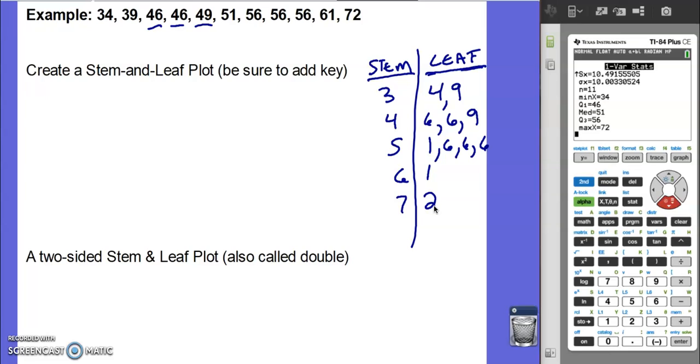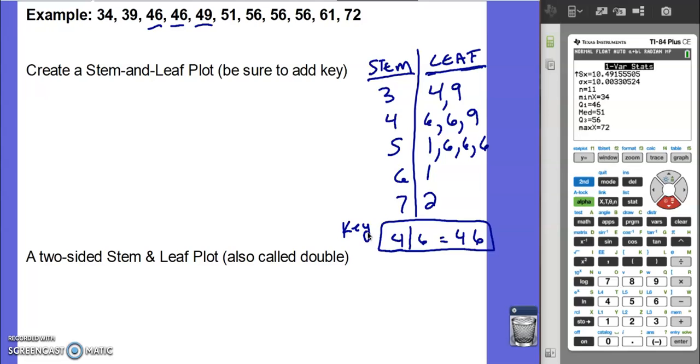And to add the key, it doesn't make a difference which one you pick, but you have to add a key so that everybody understands. So like 4 vertical slash 6 equals 46. And again, any one of those numbers is fine. You just have to add a key, just so that somebody looking at this can actually interpret the data and what that means.